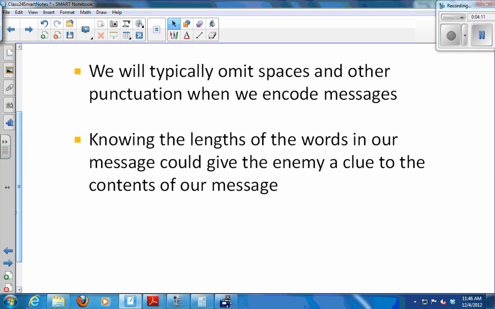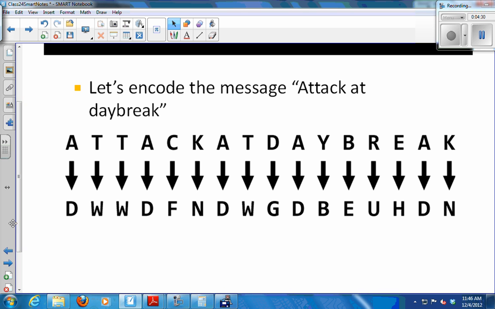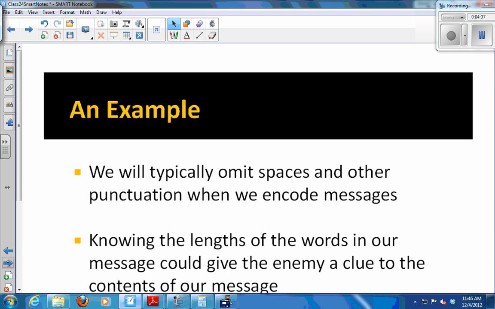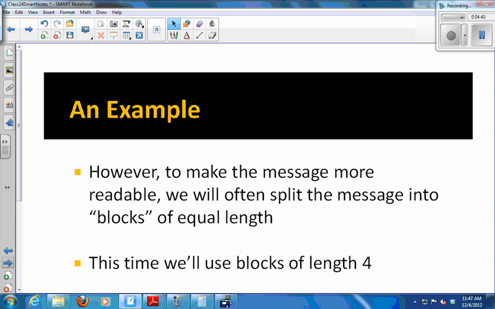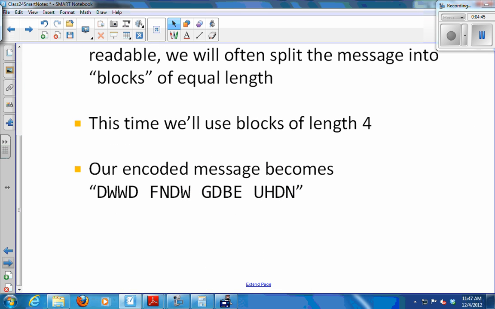We typically omit spaces and other punctuation when you encode a message, because knowing the lengths of the words in the message can help the enemy figure out what letter means what. Words that are a single letter are really easy; they have to be either A or I. "At" is easy. 2-letter words are easy. So once we encrypt it, we put it in little 4-letter blocks, so they can't tell the lengths of the words.